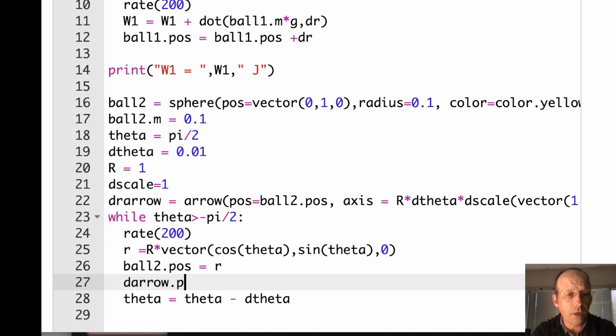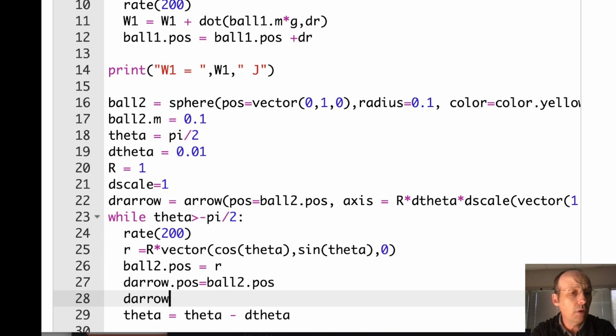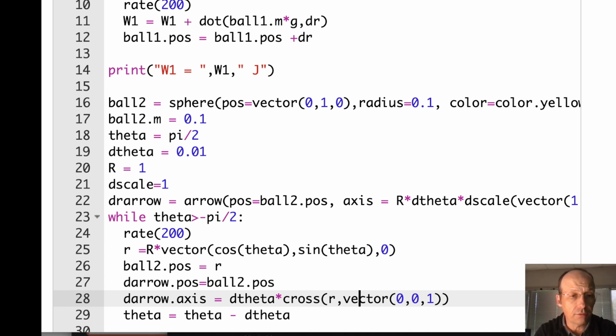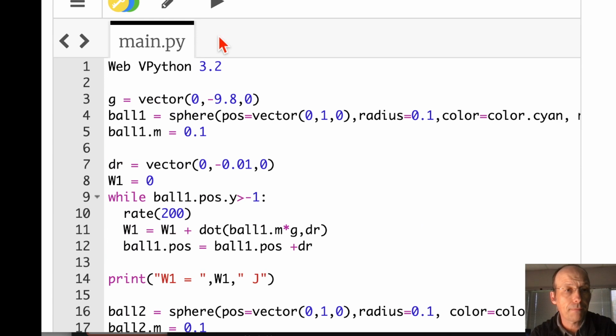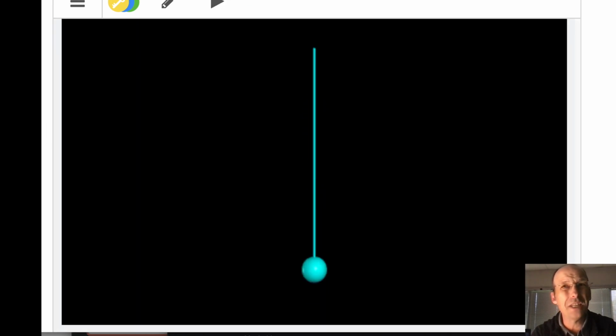D arrow.pos equals ball 2.pos. And then d arrow.axis equals, I'm looking over here at my calculation, d theta times cross r z hat, which is vector 0, 0, 1. Oh, I need this d scale too. I'm doing that just so I can change the size of that arrow to make sure it looks nice. Let's see if this works. Run it.